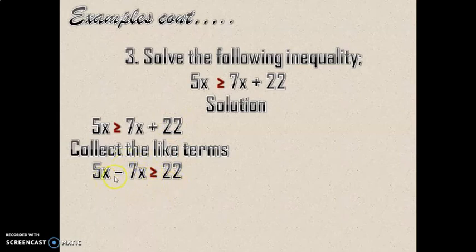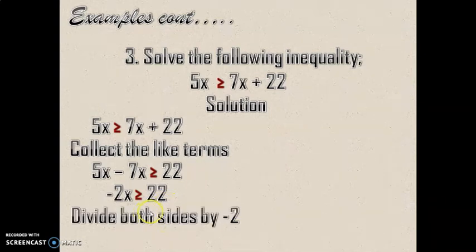Good. So 5x minus 7x will give us minus 2x, because we are taking 7 away from 5. And 7 is greater than 5. So our answer will be what? Negative. So we are going to have minus 2x greater or equal to 22. Is that clear? Good. So the next thing is to divide both sides by minus 2.